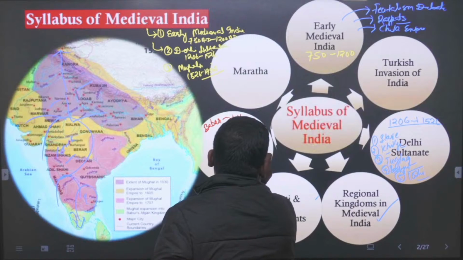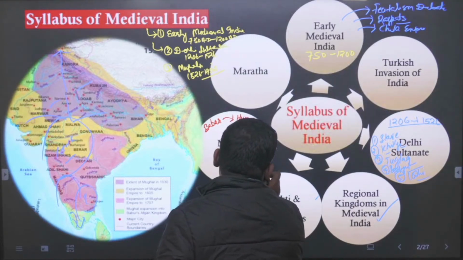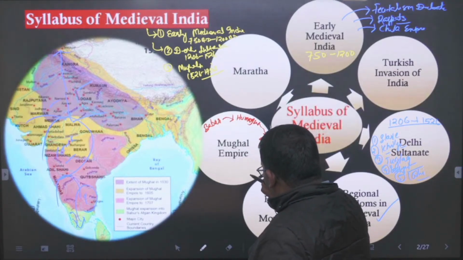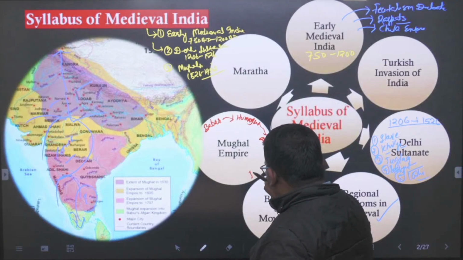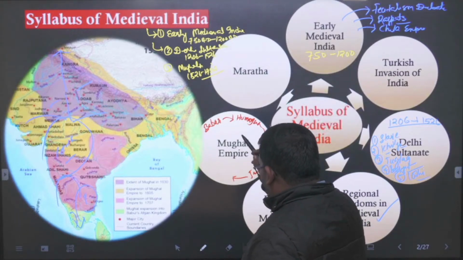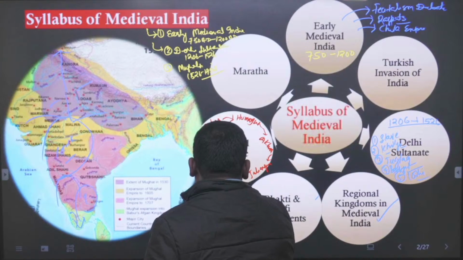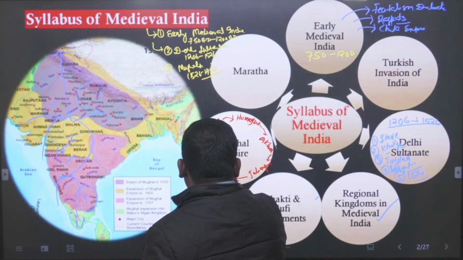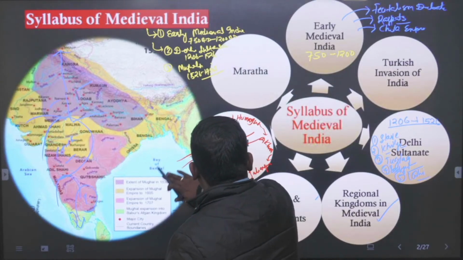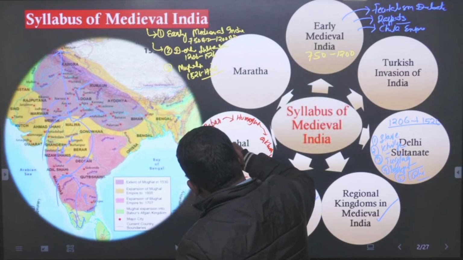So who comes here? The next emperor will be Akbar in 1556. Akbar is followed by the next emperor called, what is the next name? We have Jahangir. So Jahangir will become the king after Akbar. Jahangir is followed by Shahjahan. And Shahjahan is followed by Aurangzeb.